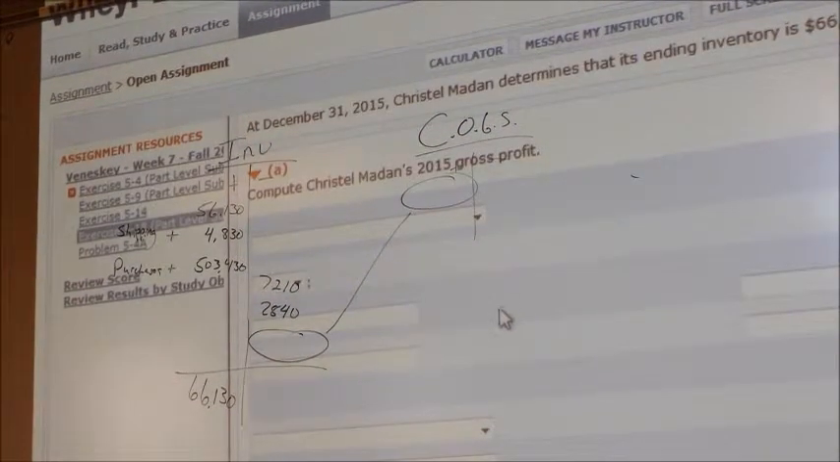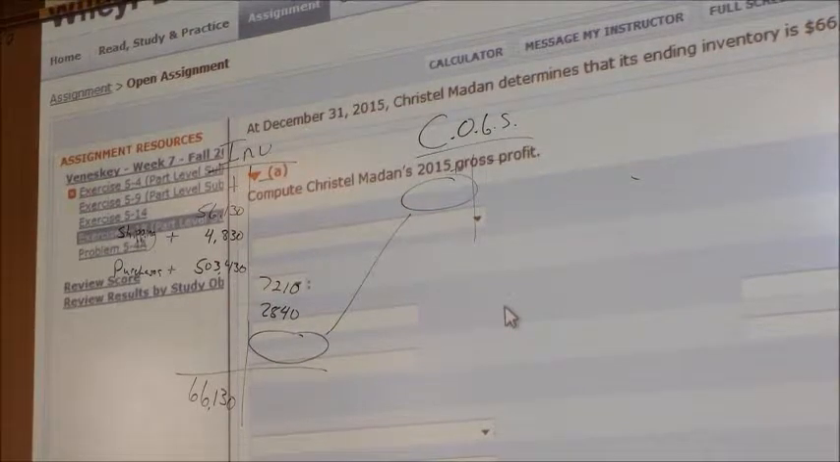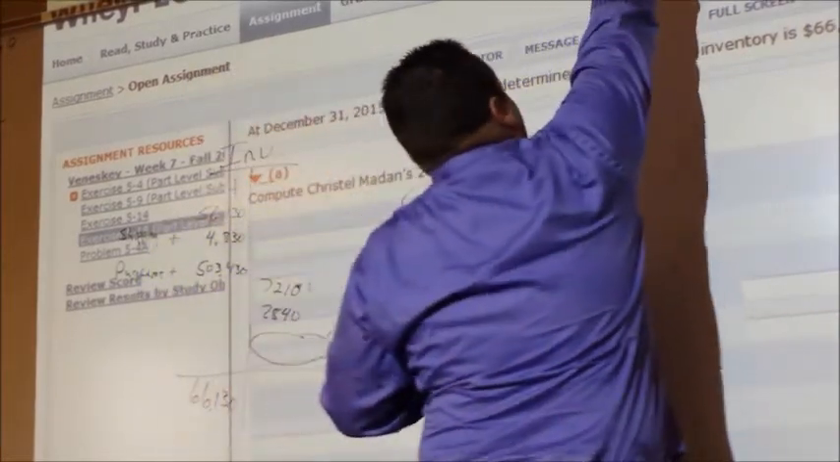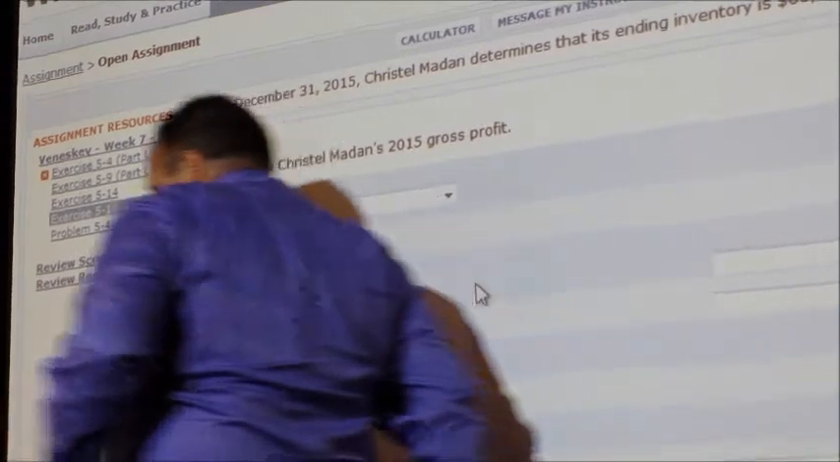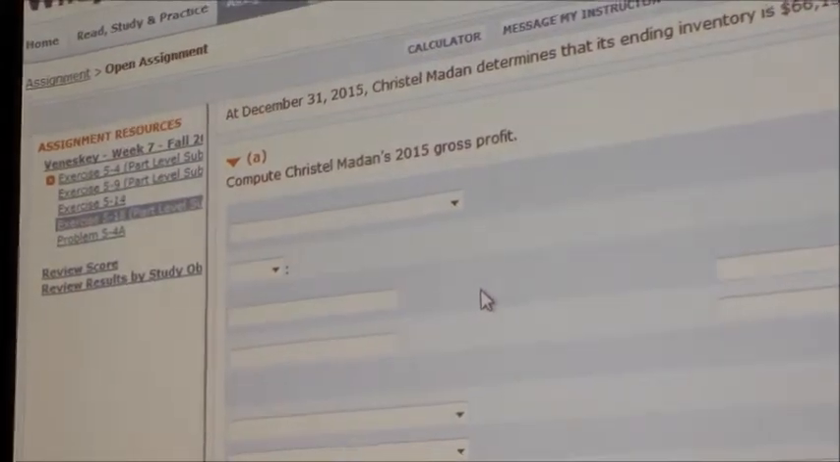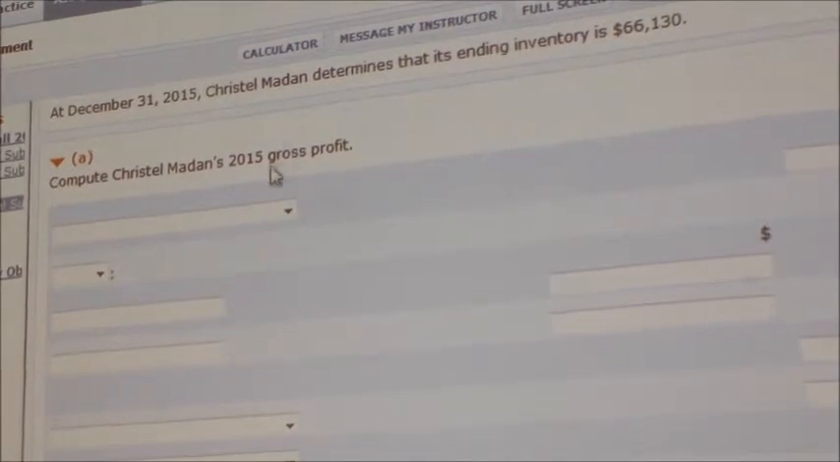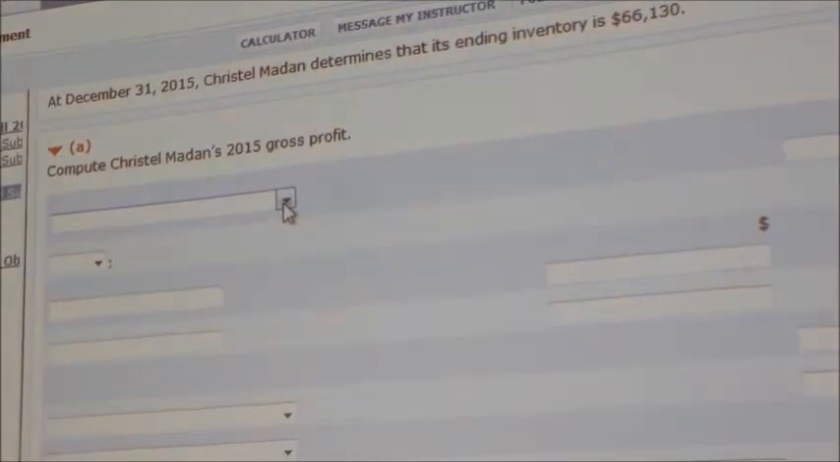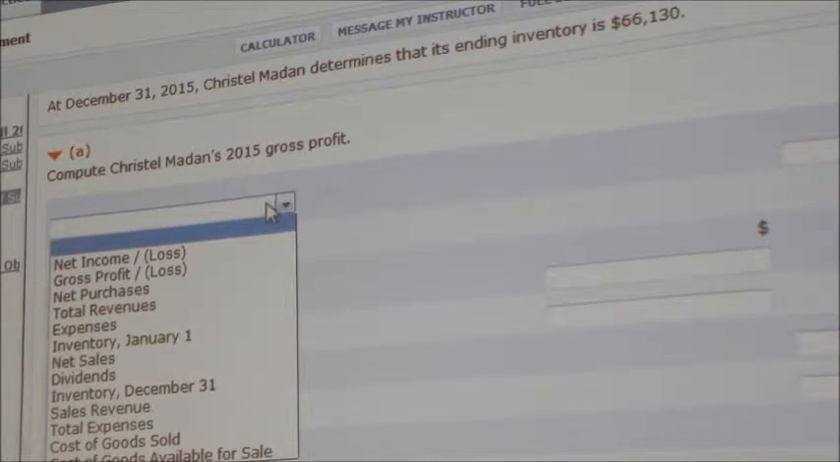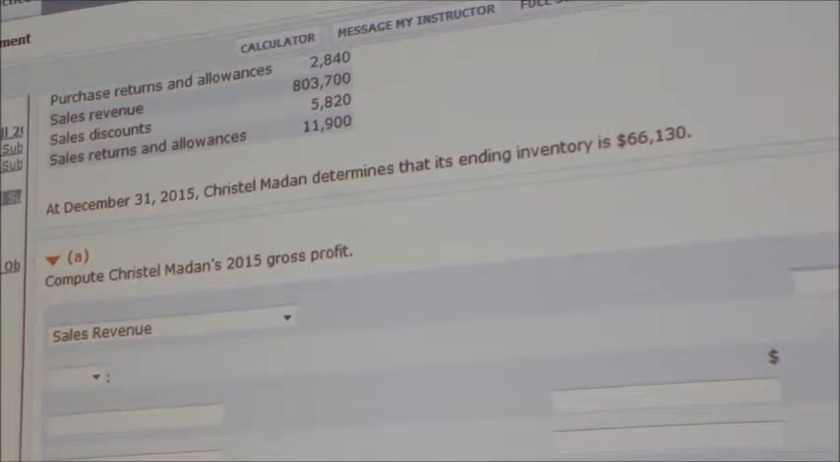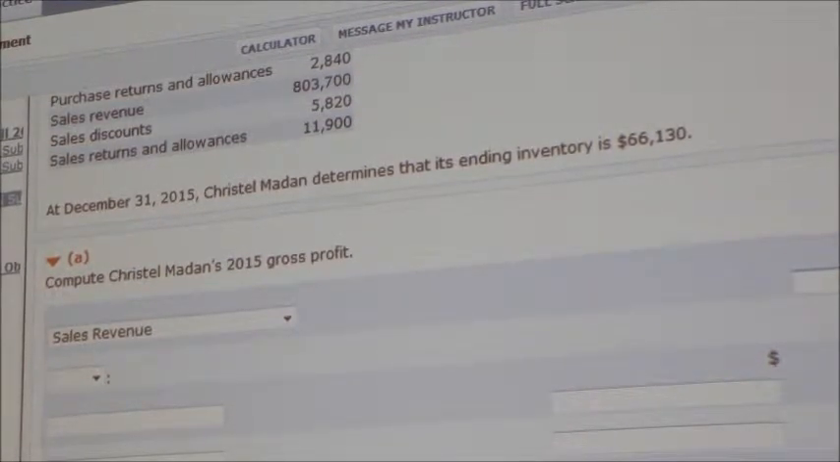So when we're looking at this, what's the first thing that always goes on the top of an income statement besides the title? I'm not going to fill in every blank, but some of them here. What's the first thing that always goes on the income statement? Revenue. Of course, I'm just going to list the revenue that they gave me. The $803,000.